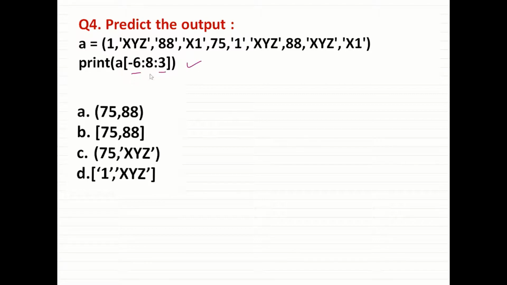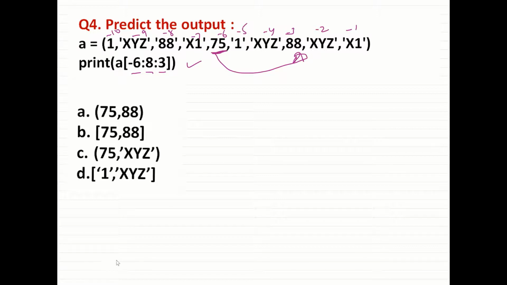Start is -6, jump of 3 and end is 8. So let's write down the index values. First I am writing the negative index -1, -2, -3, -4, -5, -6, -7, -8, -9, -10. So we are starting from -6, that is 75. And a jump of 3 will take this to 88 here. And after that there will be no value. Now find out the values.